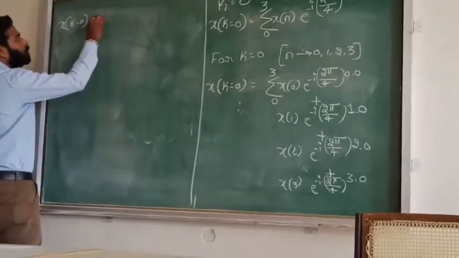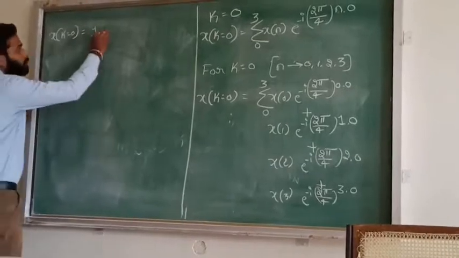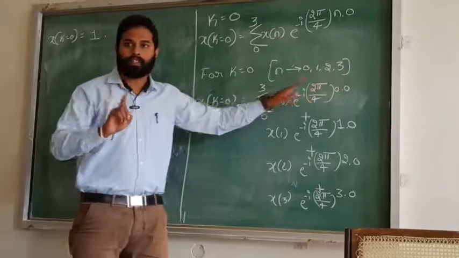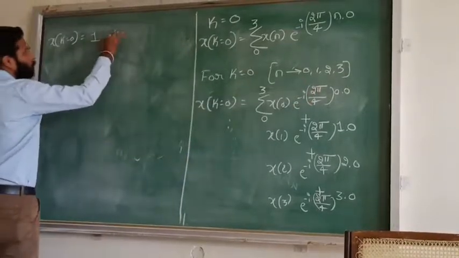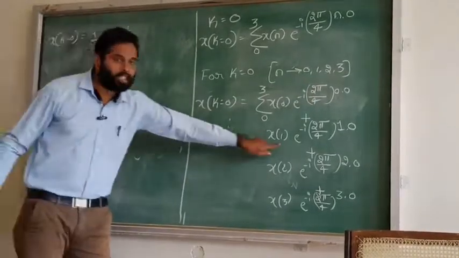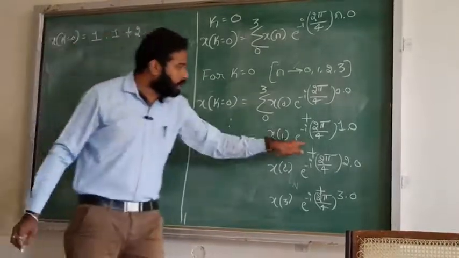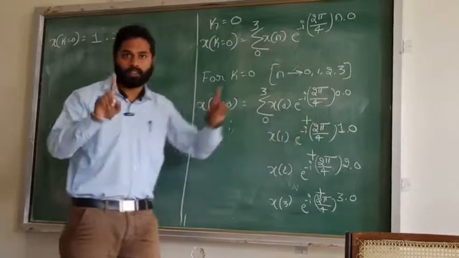Okay. So now x of 0 is what? 1. Right? E raised to 0, 0 into 0 is 0. E raised to 0 is 1. So 1 into 1 plus x of 1 is what? X of 1 is 2. That into again e raised to 0, 1 into 0 is 0. E raised to 0 is 1.